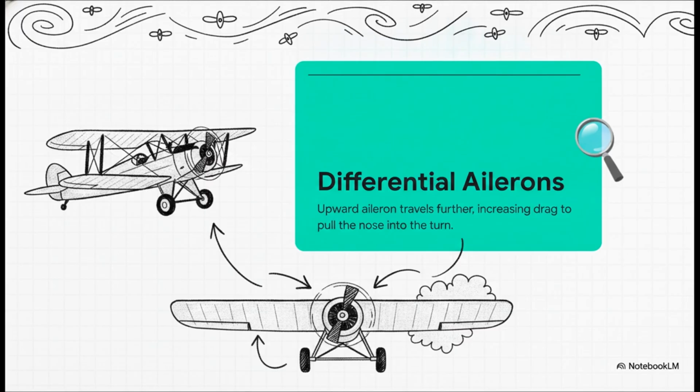The mechanical linkage is configured so that the upward deflecting aileron actually travels a much greater distance than the downward one. By excessively deflecting that upward aileron, it intentionally increases profile and separation drag on the inside descending wing. That extra drag on the inside wing yanks the nose right into the turn, effectively canceling out the induced drag of the rising wing. Plus, because it limits downward aileron travel, it's a huge help in preventing wingtip stalls.